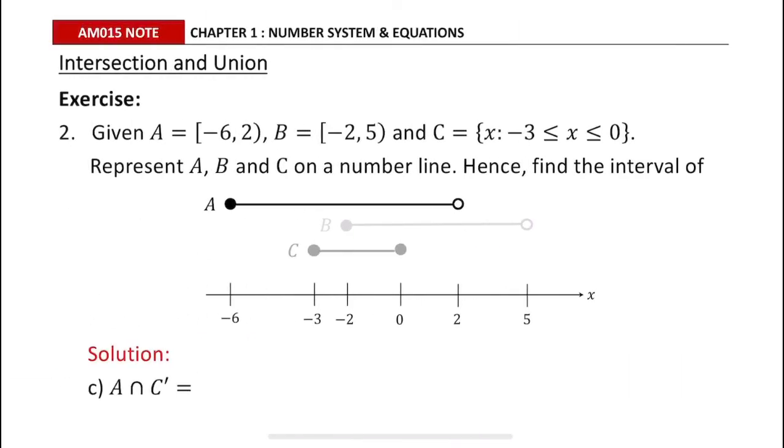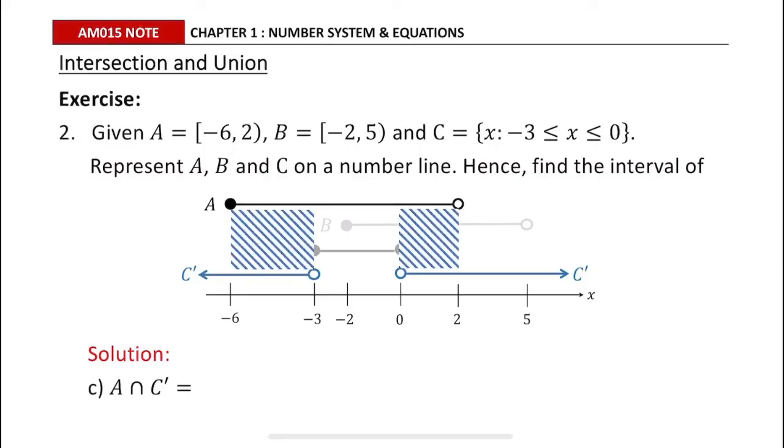The last question is the intersection of A and C prime. C prime means the complement of C, so the line representation will be totally opposite of C. Since C is a closed interval, C prime will have two infinite intervals, where it is open at -3 and 0. The intersection has two parts. One is the semi-open interval from -6 to -3, and another one is an open interval from 0 until 2. So you must write the union symbol in between the two answers, which means the answer is either the semi-open interval -6 to -3 or the open interval 0 to 2.